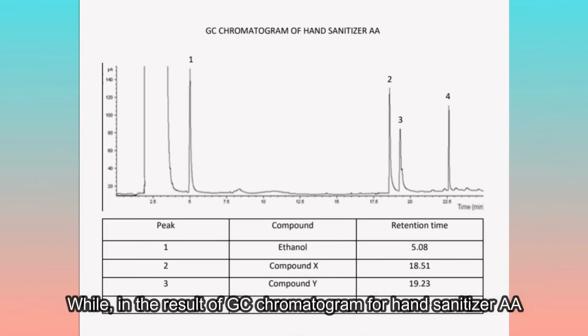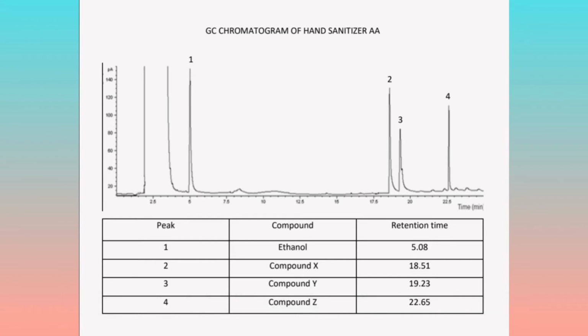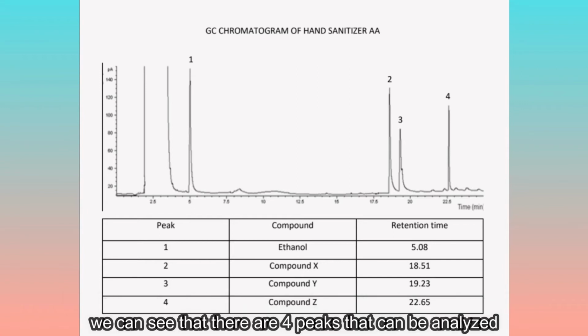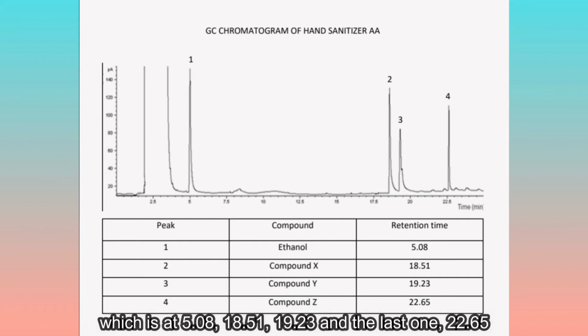While in the result of the GC chromatogram for hand sanitizer AA, we can see that there are 4 peaks that can be analyzed, which are at 5.08, 18.51, 19.23, and the last one 22.65.